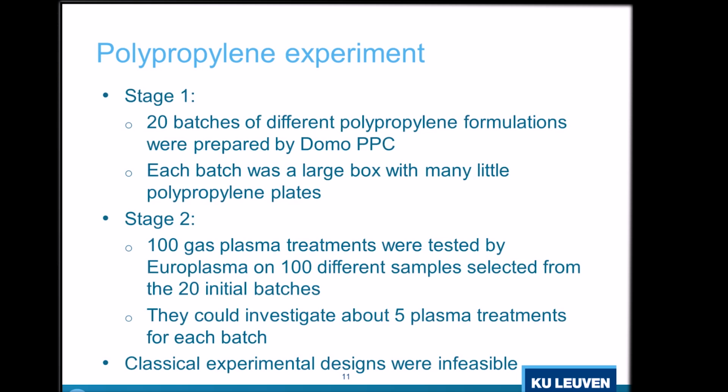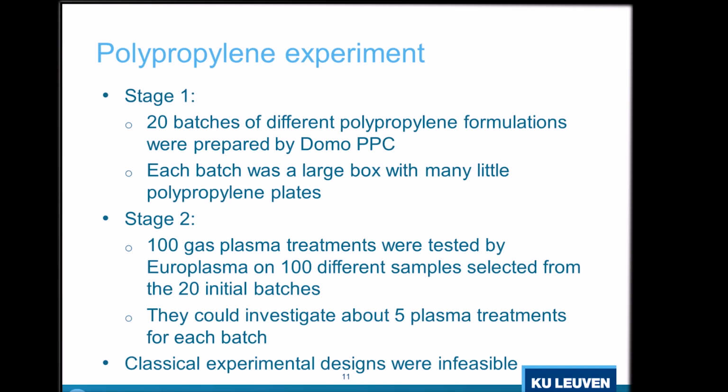The whole experiment was conducted in 2 stages, you could say. There was a first stage in which 20 batches of polypropylene were produced, and each batch had a slightly different formulation. And the 20 polypropylene formulations produced in that first stage were dictated by the levels of the first 7 factors in the experiment. And essentially each batch here was a large box with many little polypropylene plates that could be used for later experimentation.